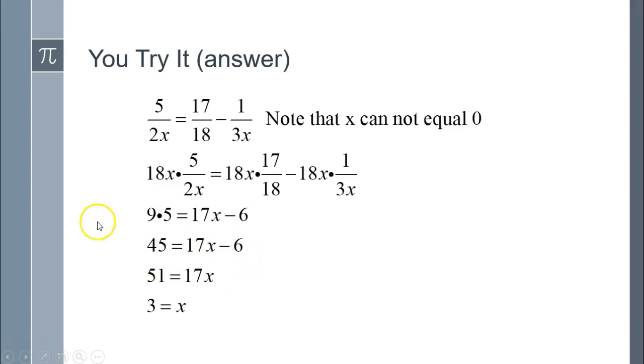I add 6 to both sides, and I divide by 17 to get x is 3. If I put in 3, and I do evaluate, both sides will come out with the same number. They'll come out with 5/6. Sorry.